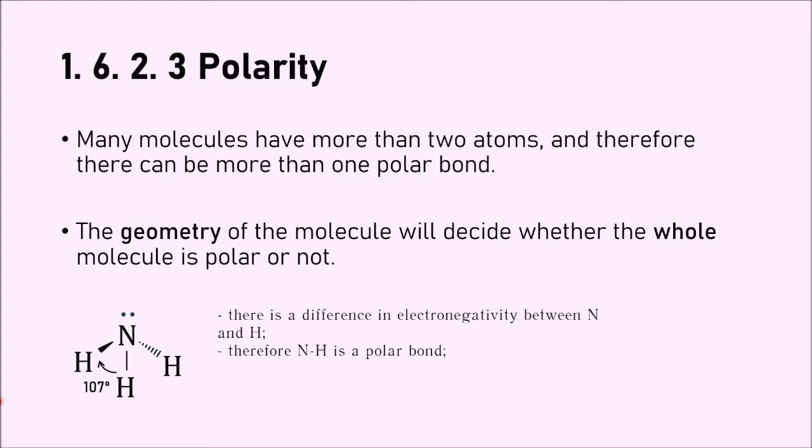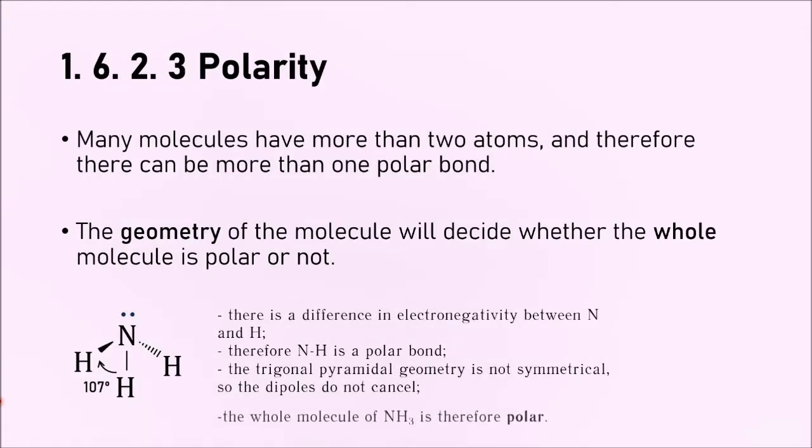By the way, what is the name of this shape? Yes, it's trigonal pyramidal, and trigonal pyramidal is not symmetrical. That means that the dipoles do not cancel each other out. Yes, we will have overall poles. Yes, we will have an accumulation of negative charge on one end of this molecule. That means that the whole of ammonia, overall, is indeed polar.